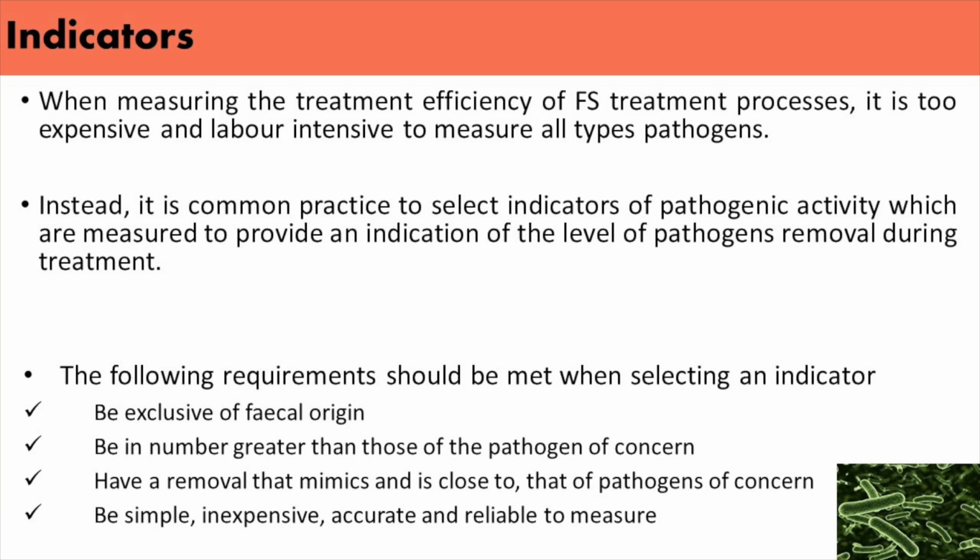The following requirements should be met when selecting an indicator. Be exclusive of fecal origin. Be in number greater than those of pathogens of concern. Have a removal that mimics and is close to that of pathogens of concern. Be simple, inexpensive, accurate and reliable to measure. In addition, indicator organisms should have the ability to survive; bacteriophage is an indicator of viruses.